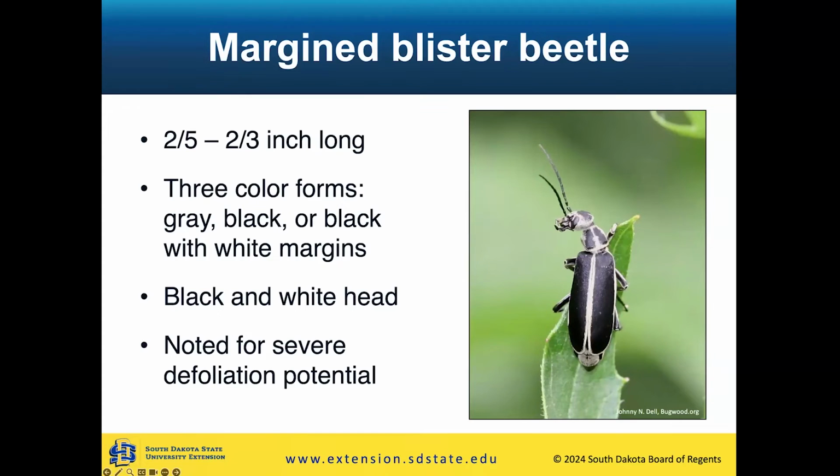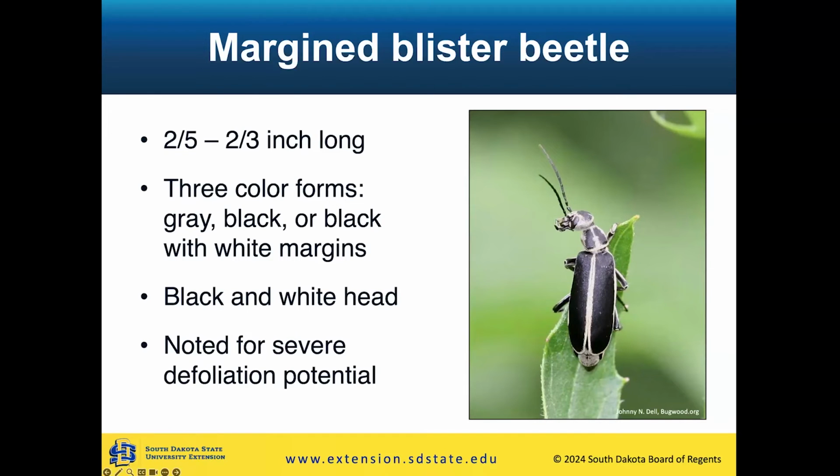The next one here is the margined blister beetle. These ones and the striped ones too, they show up typically more East River. I really have rarely seen many of those striped ones west of the river. I know we did have a case of those in Jackson County, though. I think that was a year or two ago. So they can get this far west, but it's more further east that they're more prevalent.